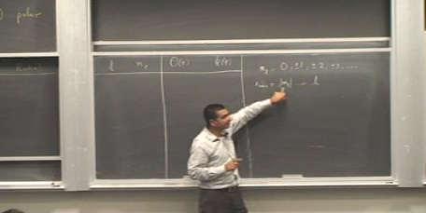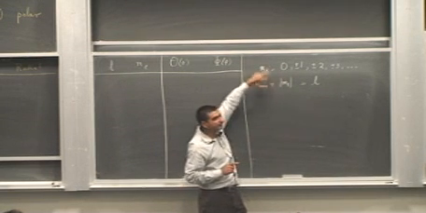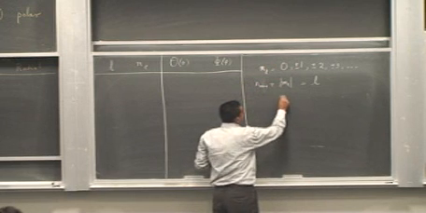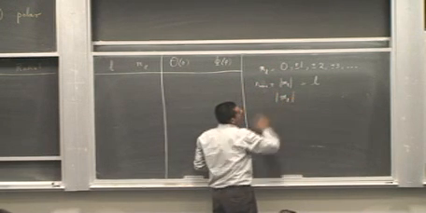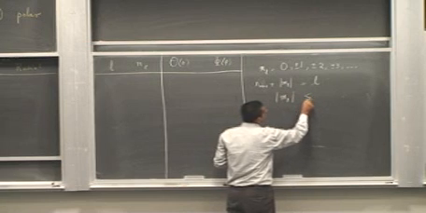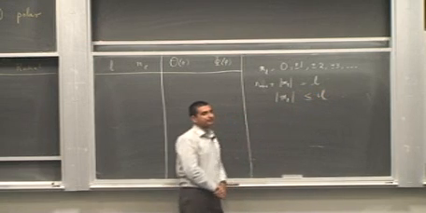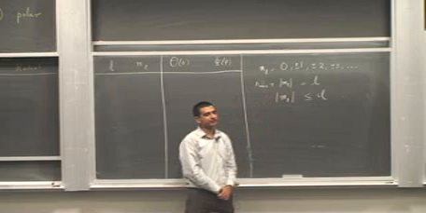Therefore, L has to be greater than ml max. So combining both of these conditions, we get the following: the modulus of ml has to be less than or equal to L, and both of them are integers.